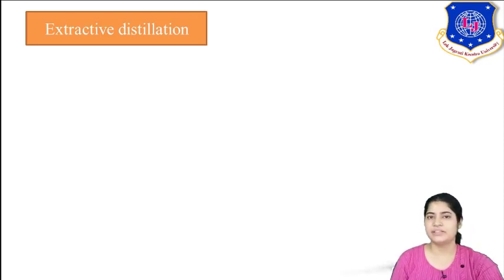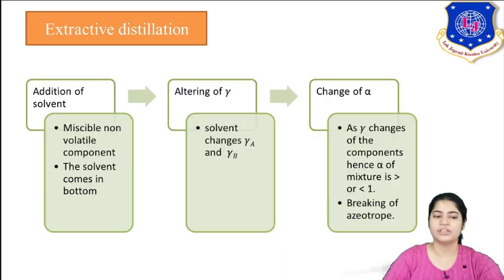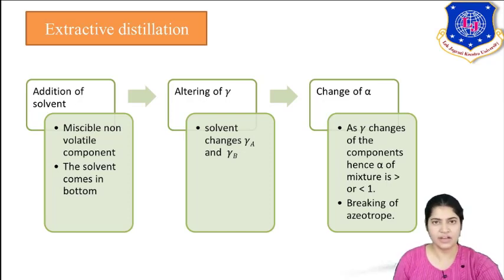Next one is extractive distillation. This distillation method is also used to separate those components which form azeotropes. The first step here is addition of solvent. Instead of entrainer we are adding solvent here. First of all, what must be the property of solvent? That it should be a miscible, non-volatile component. Non-volatile component means it will of course come in the bottom part of the distillation column. What is the use of solvent here? What does this solvent do?